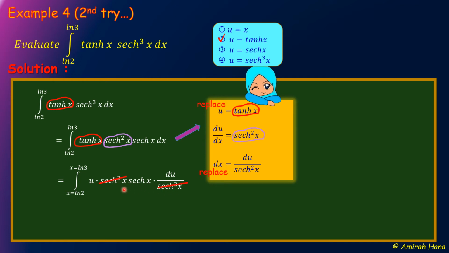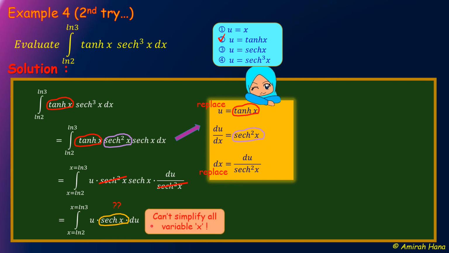Okay, so after we replace u and dx here, we have this. After that, we can simplify sec squared x and sec squared x in the denominator. And then after we simplify, we get the integration from ln 2 to ln 3 of u sec x du. So from here, we still have sec x here, which means we can't simplify all variable x.